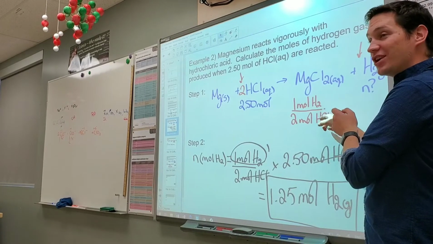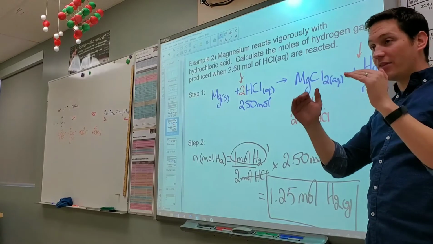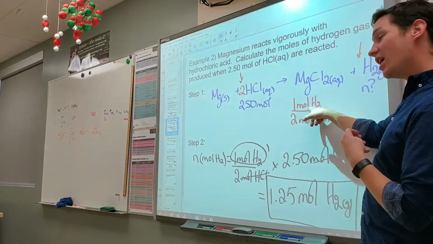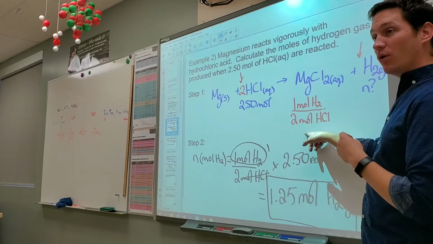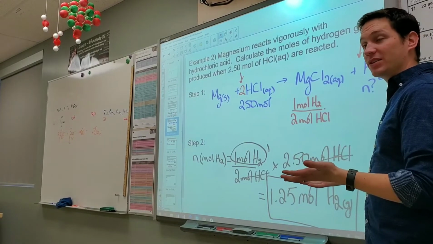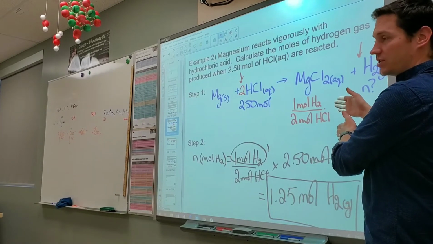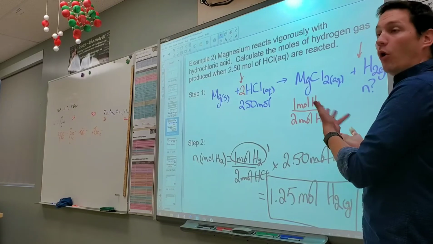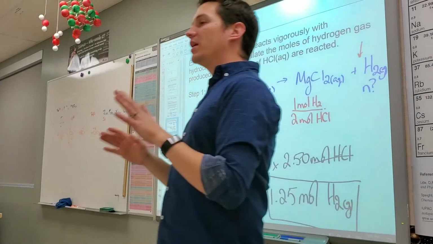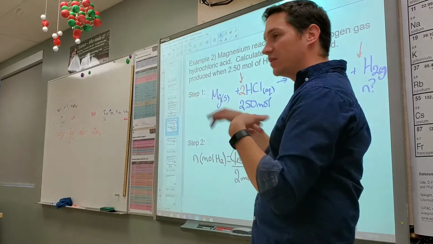So the molar ratio is a conversion factor. It converts between one thing and another thing. Moles of something and moles of another thing. So this molar ratio, it's a conversion factor. It allows you to convert between what two specific things in this molar ratio? Hydrogen and HCl. Moles of hydrogen and moles of HCl. So that's the way the molar ratio works. It's always moles of something versus moles of another thing.